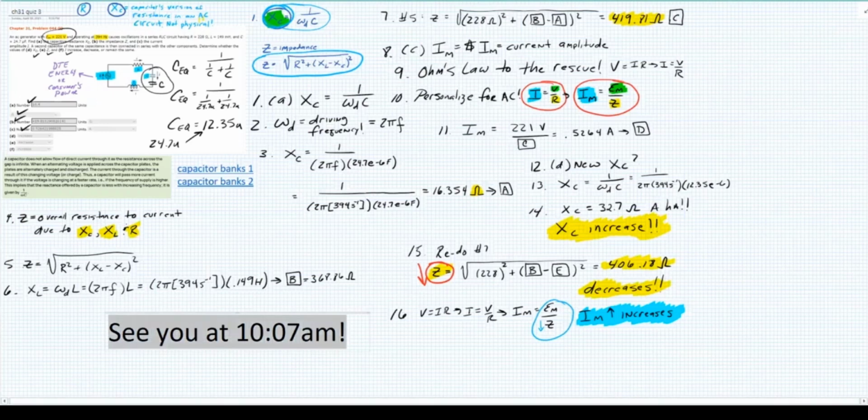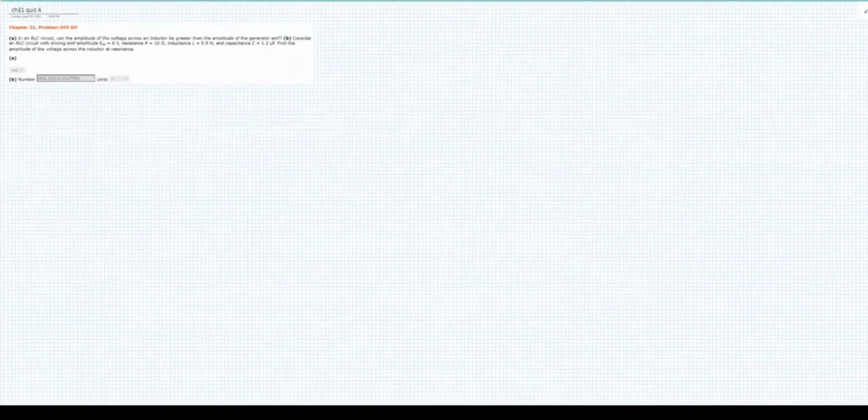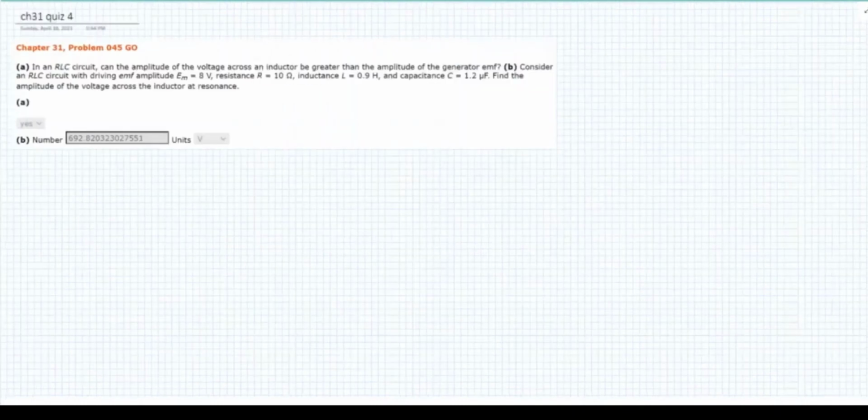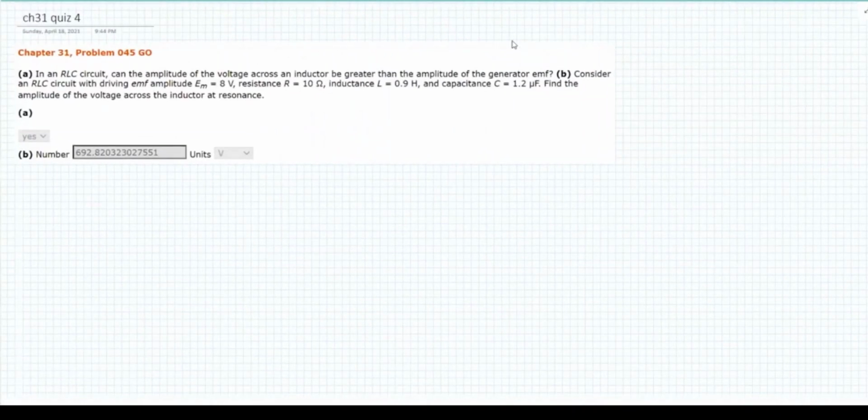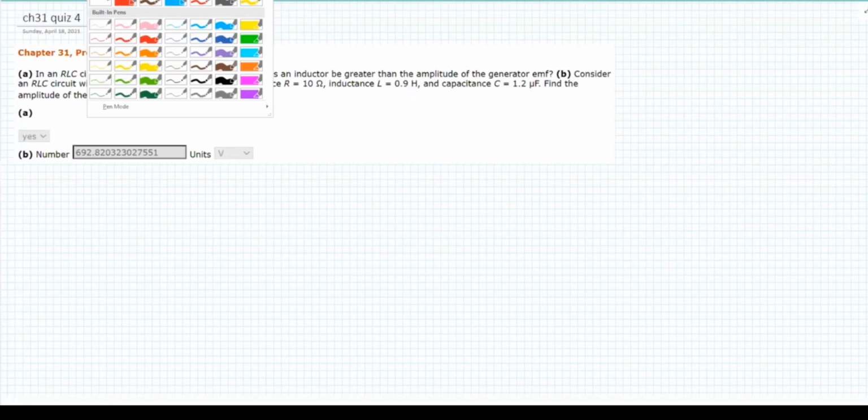Next, chapter 31, quiz 4. It should look like this. Let me know if it doesn't. Another RLC circuit. This looks pretty easy, but I'll find a way to squeeze out every last drip of learning value, because there are some new things here.